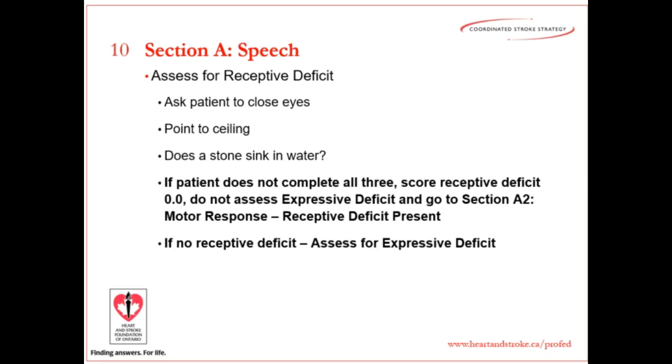So you would give them the 3 commands, and they would need to follow and do what you're asking them. So, for example, asking them to close their eyes or point to the ceiling. Okay. If the patient is not able to complete all 3, they would be identified as having a receptive deficit, and they would score a 0. If they score a 0, you do not assess expressive deficit, and you would go right to section A2, which is motor response for the receptive deficit present. Okay. If there is no receptive deficit, then you would assess for an expressive deficit.